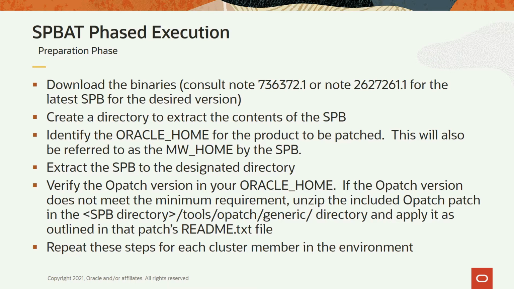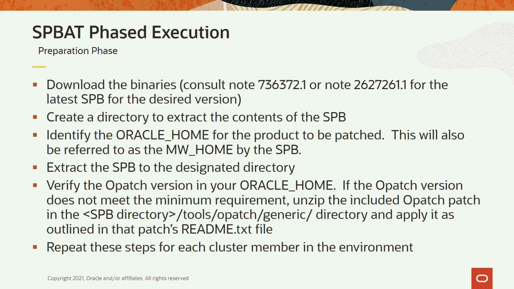You would create a directory or pick an existing directory to extract the SPB contents to. You'd identify your Oracle home location or middleware home location. They're the same thing in 12C. We'll use those terms kind of interchangeably in the documentation. Usually the SPB doc seems to refer to it as middleware home or MW home.